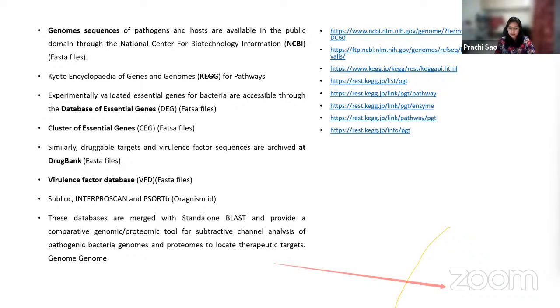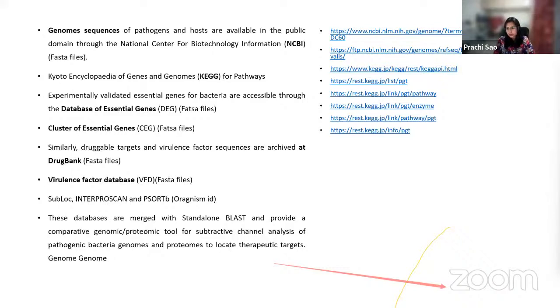Then we can use the virulence factor database. Here, too, it requires only the FASTA sequence. You just put your FASTA sequence there, and it will give the list of virulence factors which are annotated in various organisms. So I can also look for the particular type of virulence I am looking for, and narrow down my studies there as well.